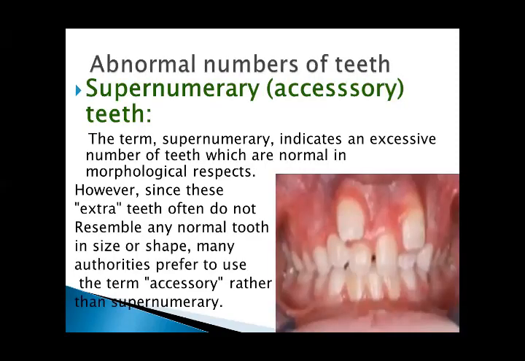Abnormal numbers of teeth, second is the supernumerary or accessory teeth. The term supernumerary indicates an excessive number of teeth which are normal in morphological respect. These extra teeth often do not resemble any normal tooth in size or shape. Many authorities prefer the term accessory rather than supernumerary teeth.